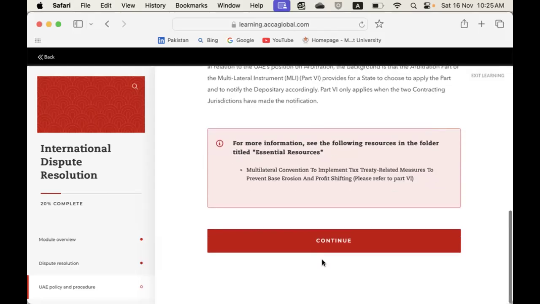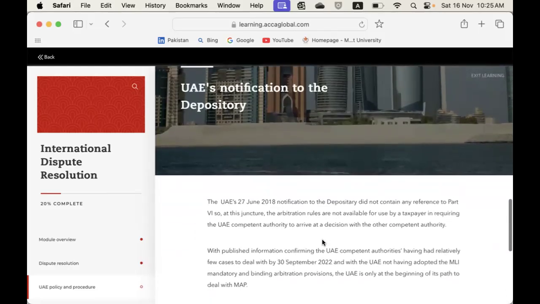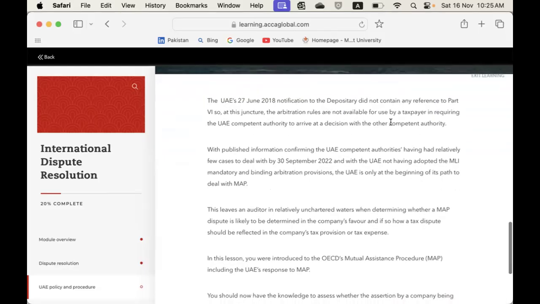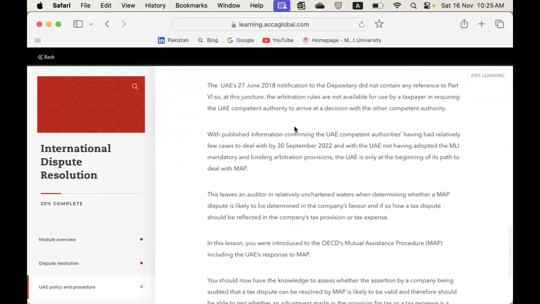So let us move to the next part: the UAE's notification to the depository. The UAE's 27 June 2018 notification to the depository, which is part of the OECD, did not contain any reference to Part 6 of the MLI. So, at this juncture, the arbitration rules are not available for use by a taxpayer in requiring the UAE competent authority to arrive at a decision with the other competent authority. Apparently this major part is missed out in that notification, where ideally the modus operandi of how the UAE tax authority is going to interact or reach out with another authority would be set out.